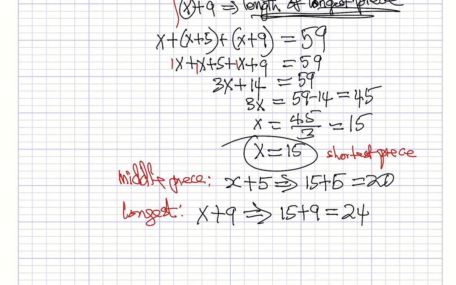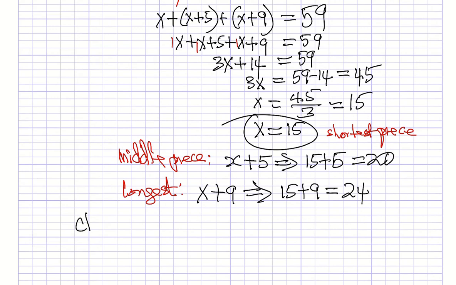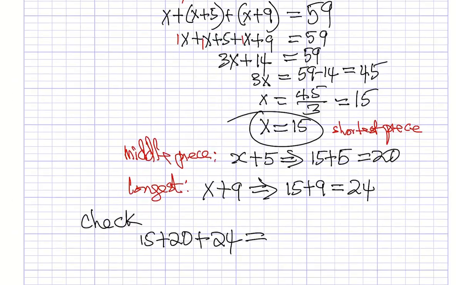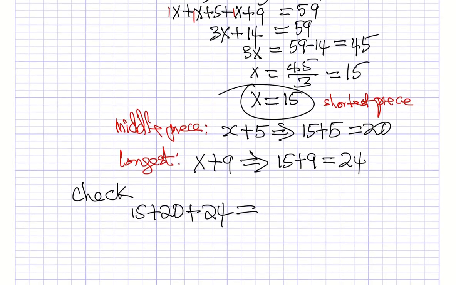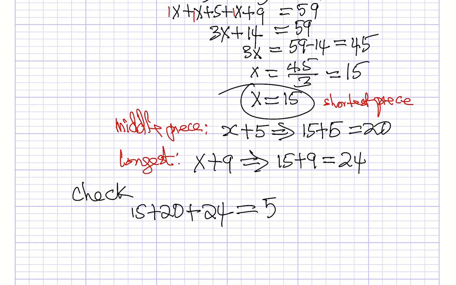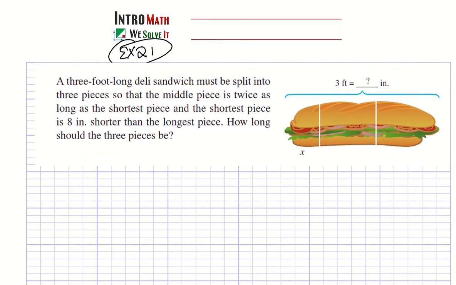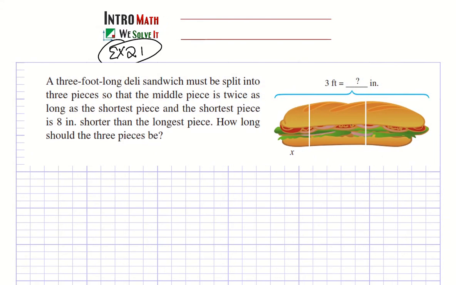Okay. So the way you can check it is, let me see, 15 plus 20 plus 24. Would they add to 59? Yes, they do. Yes, they are 59. So that's checked out. Let's move on to the next one. I hope you see that, right? So that's what is going on there. This is another sandwich, man.